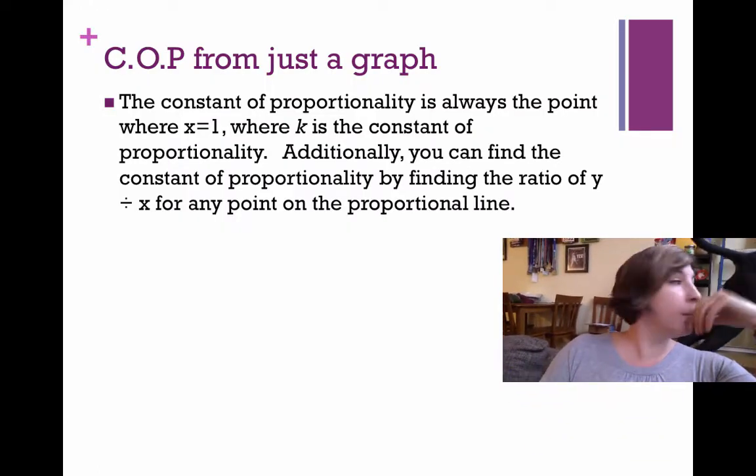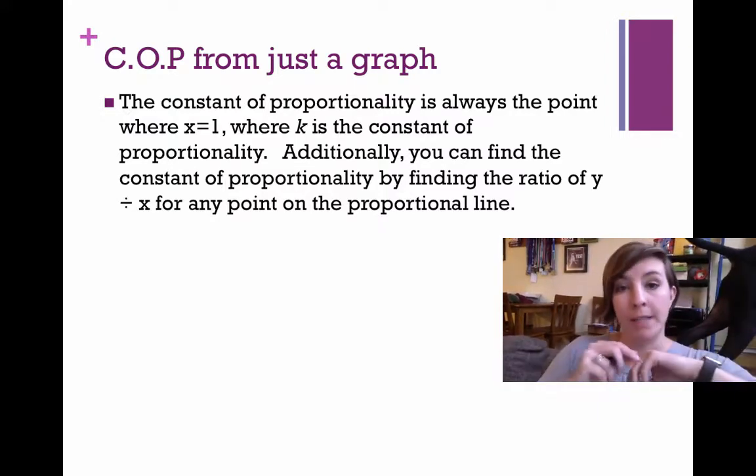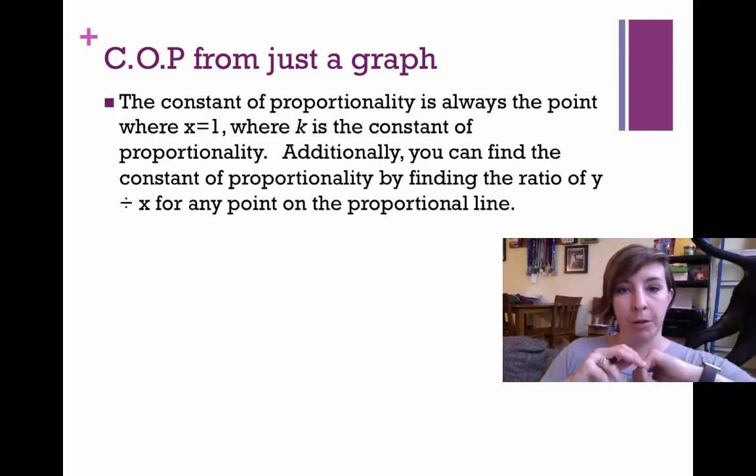All right, so we're going to be looking at finding the constant of proportionality from just a graph. Sometimes you won't always have a table, so you need to understand how to find that k value when you're just looking at a graph. The constant of proportionality is always the point where x equals 1, where k is the constant of proportionality. So we're always going to use k to represent our constant of proportionality. Sometimes you might see it as m. Either way, it's just a variable that's standing in for that constant number.